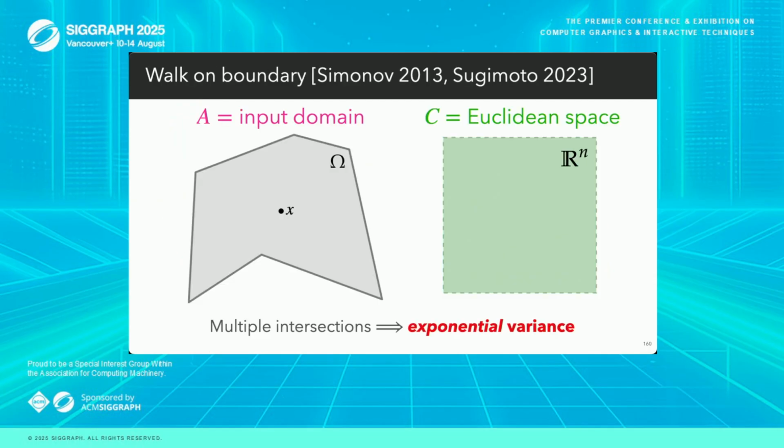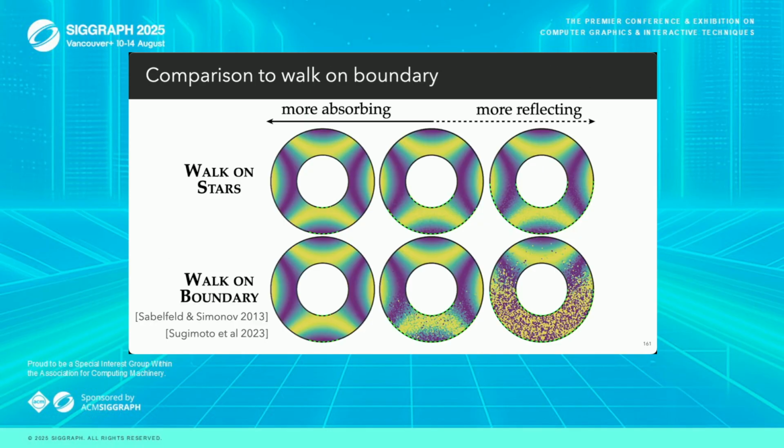Now, finally, compared to other Monte Carlo algorithms like the walk-on boundary method, where rays intersect the boundary multiple times, we find that walk-on stars does much better, both in terms of variance and bias, especially as the boundaries become more reflecting. And this is really because in moving from the initial integral expression that we showed to this random walk procedure, we make sure that the integrals satisfy this property that Ioannis discussed much earlier, that the spectral norm of the operator is less than 1. So things aren't going to explode over time, they actually converge.